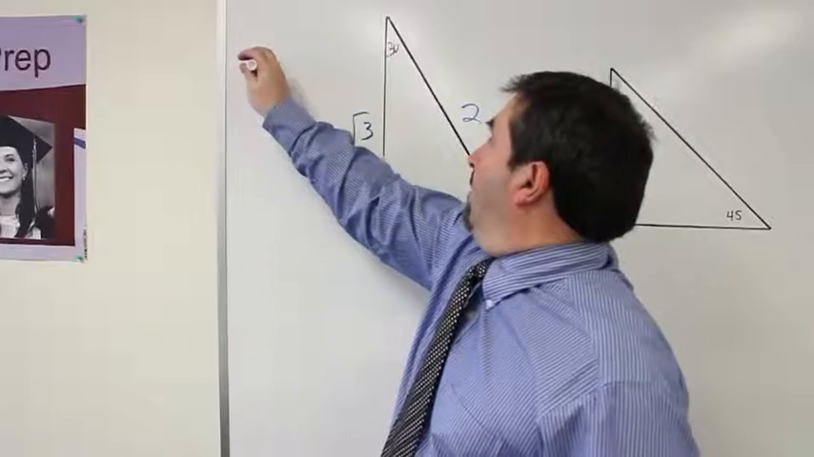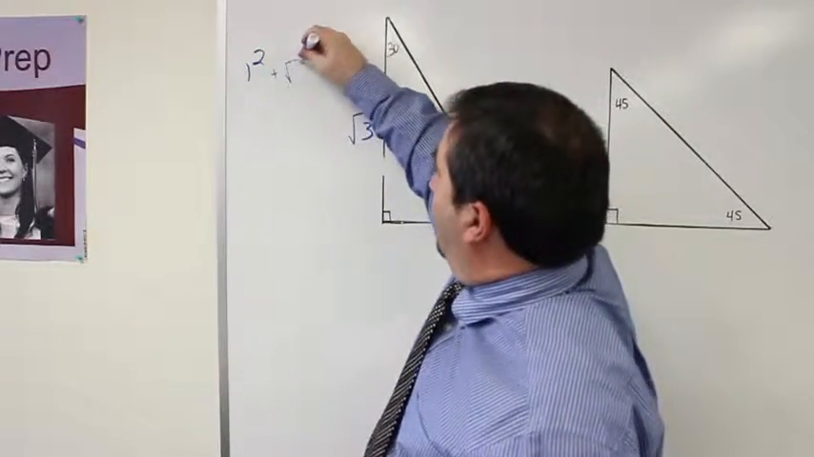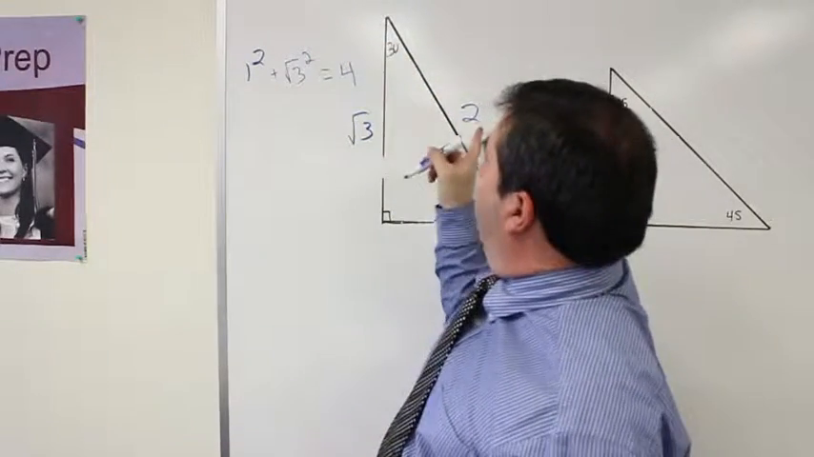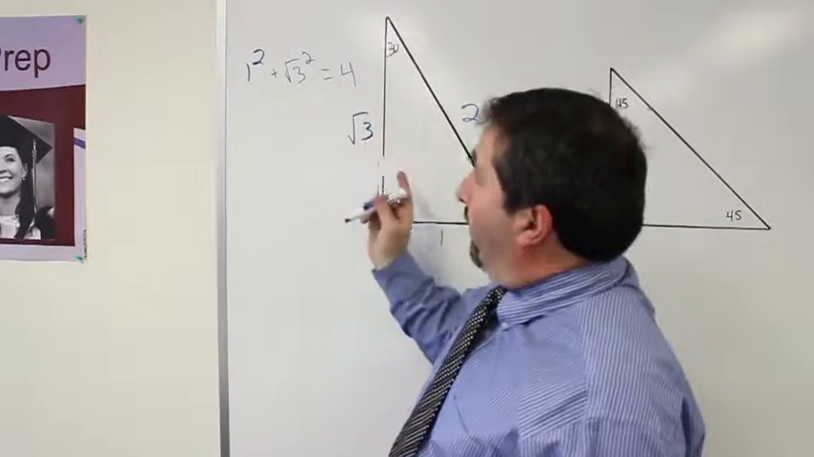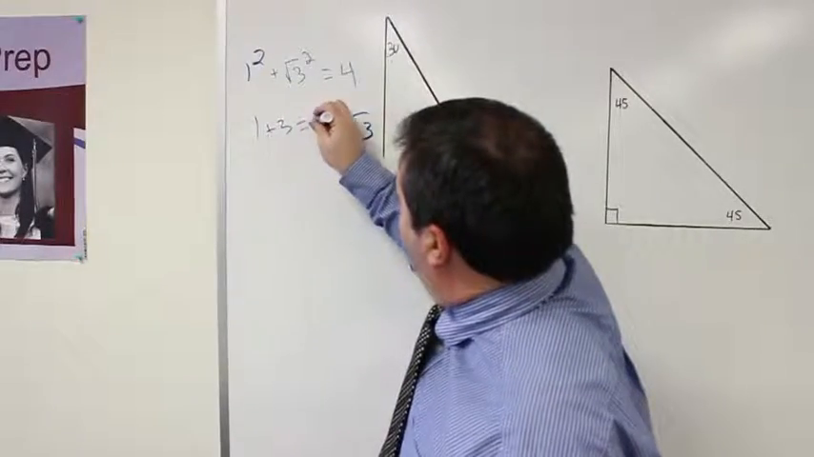a squared plus b squared equals c squared. Oh, and it really does. 2 squared is 4. Root 3 squared is 3. 1 squared is 1. The equations really equal.